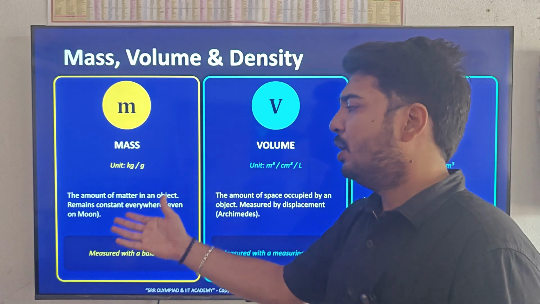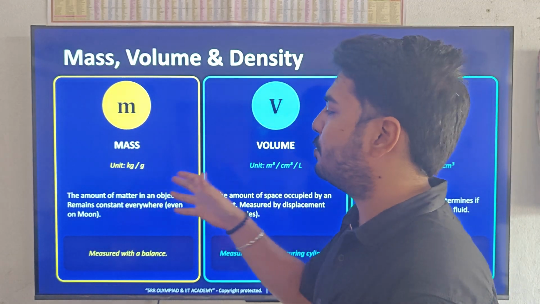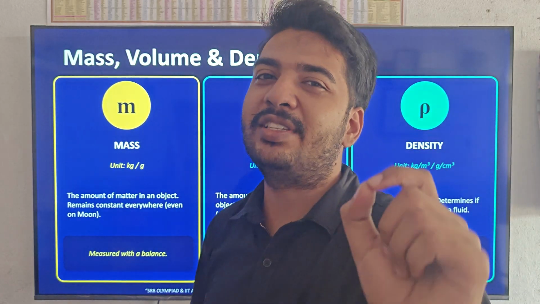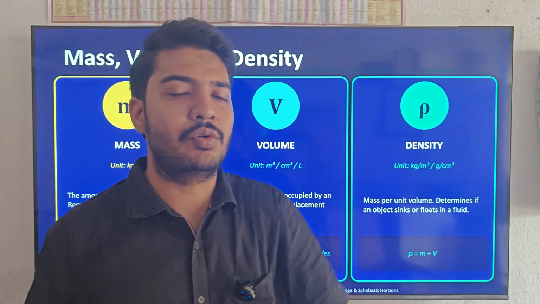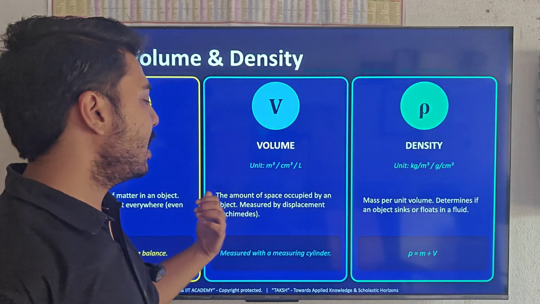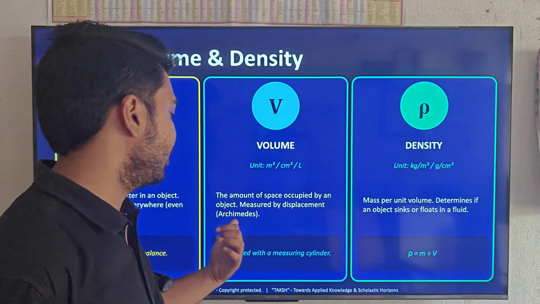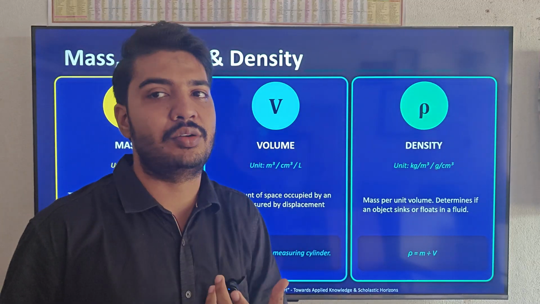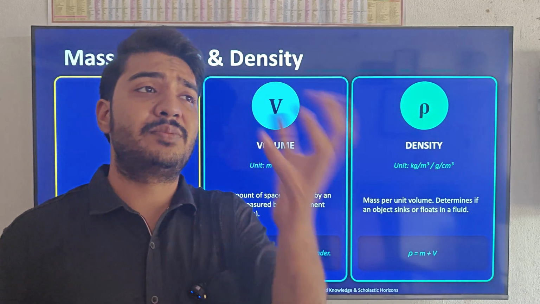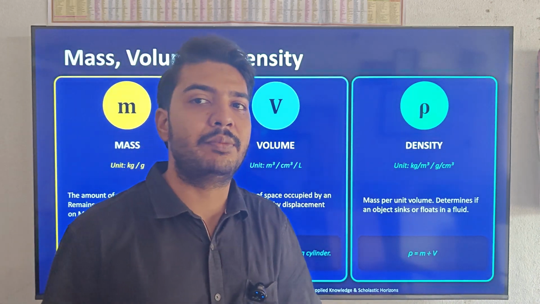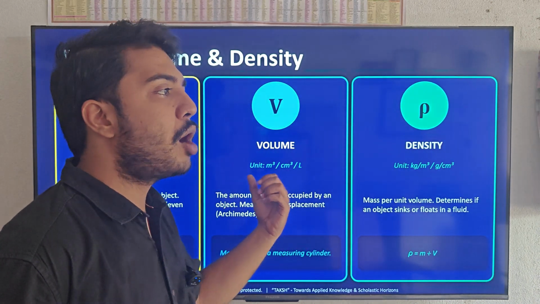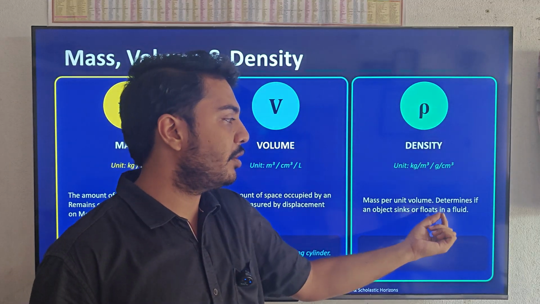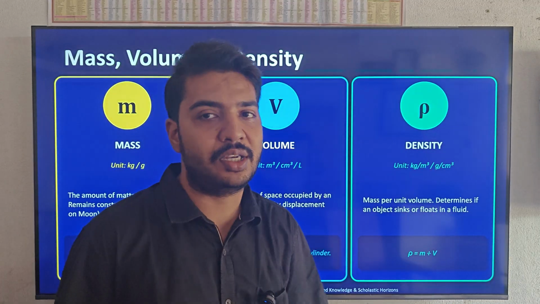What about mass? The amount of matter in an object remains constant everywhere, even on the moon. It means the number of molecules inside an object remains the same wherever you go. But when it comes to volume, it is the amount of space occupied by an object, measured by displacement, Archimedes principle. This can sometimes change and sometimes not change. It will be based on the space that molecules occupy, so it stays with the object's molecular behavior. And density is mass per unit volume.